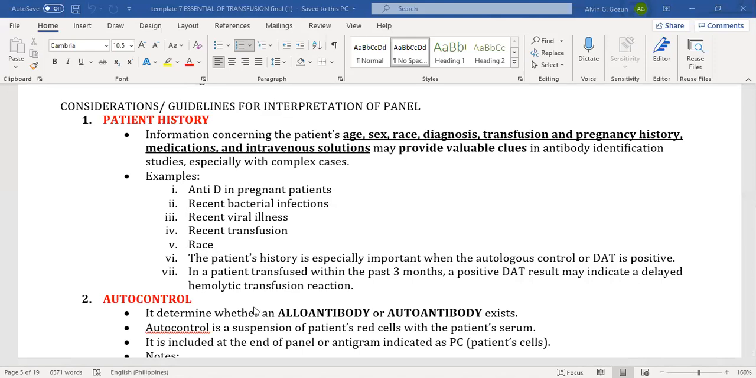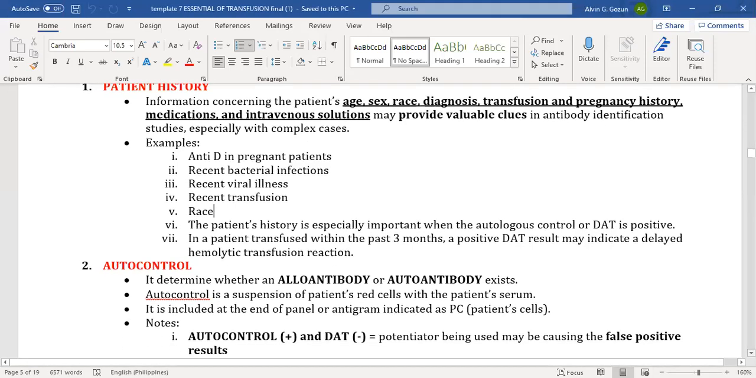Okay? So let's proceed with autocontrol. Very important yung autocontrol. These determine whether the antibody is an alloantibody or autoantibody. So autocontrol is a suspension of patient's red cells with the patient's serum. Okay, tandaan nyo yung composition. It is included at the end of the panel or antigram indicated as PC, patient cells. As guys, dun sa panel na pinagawa ko sa inyo, di ba, nasa last part siya ng column, yung autocontrol.